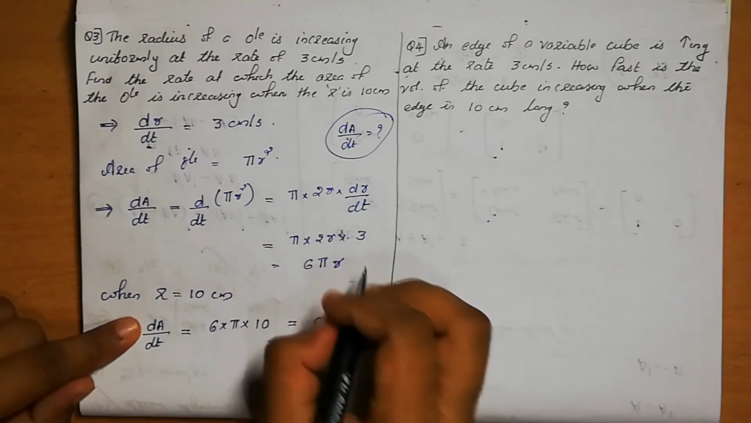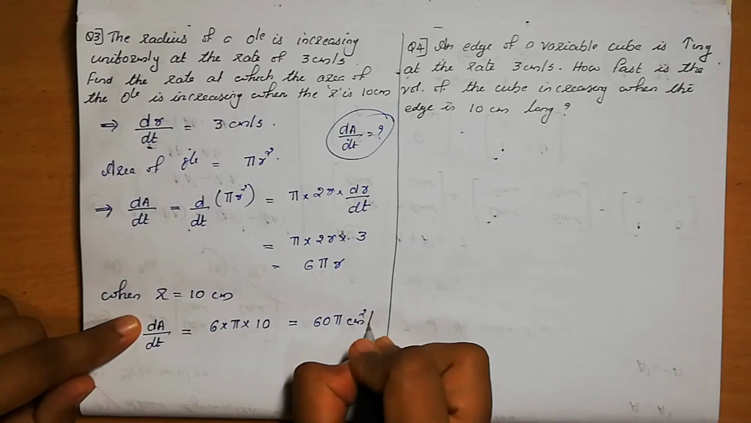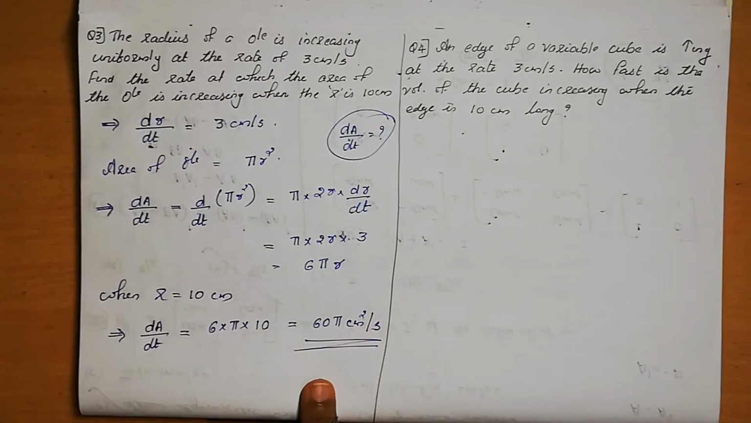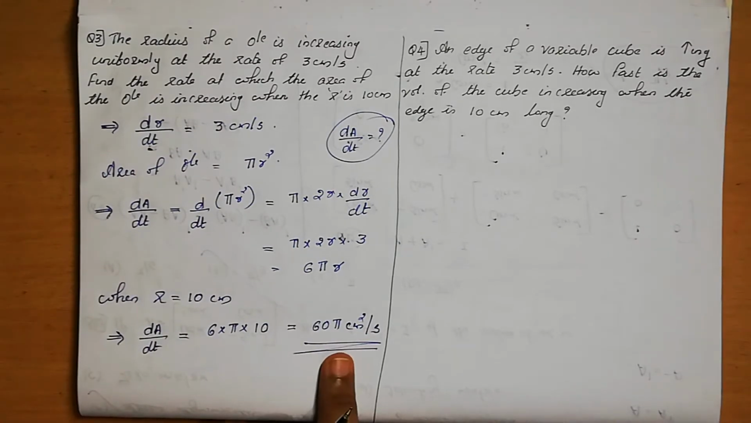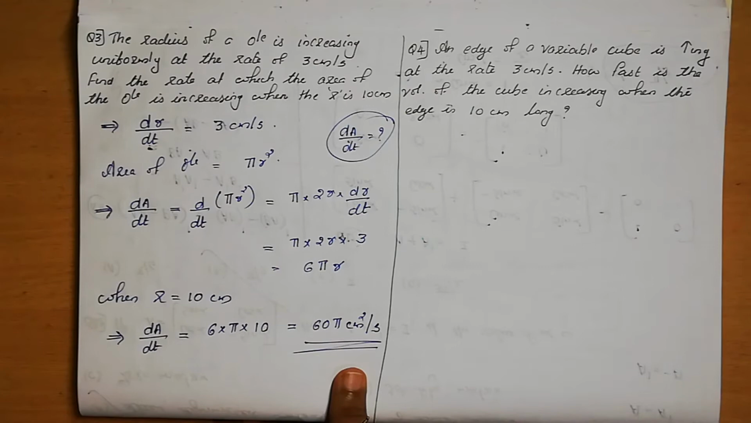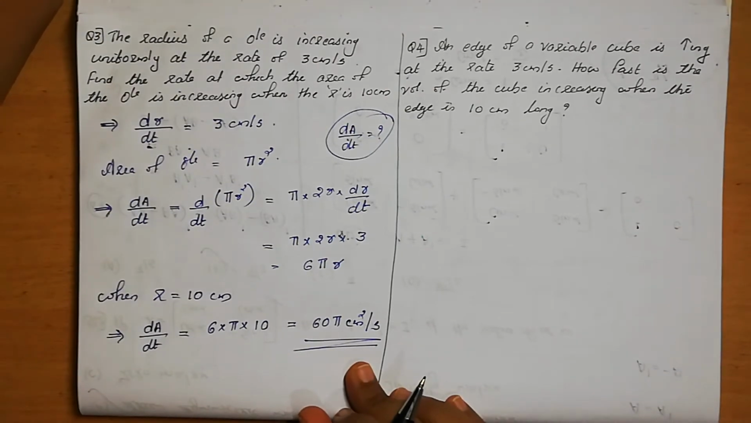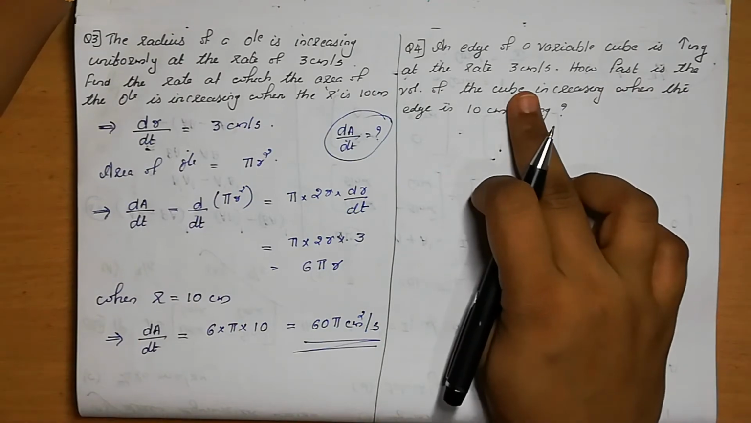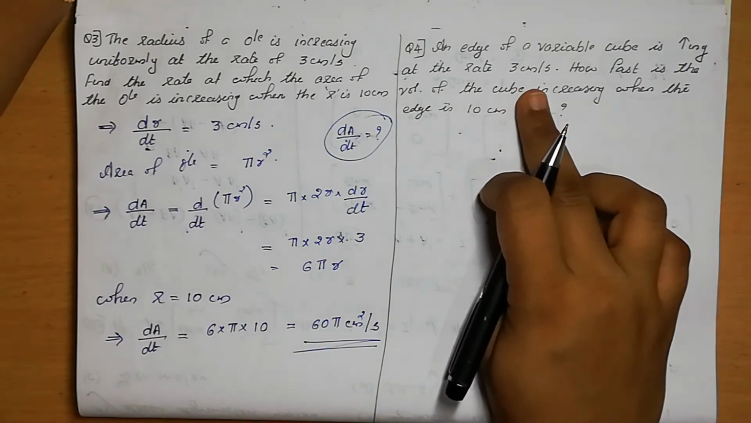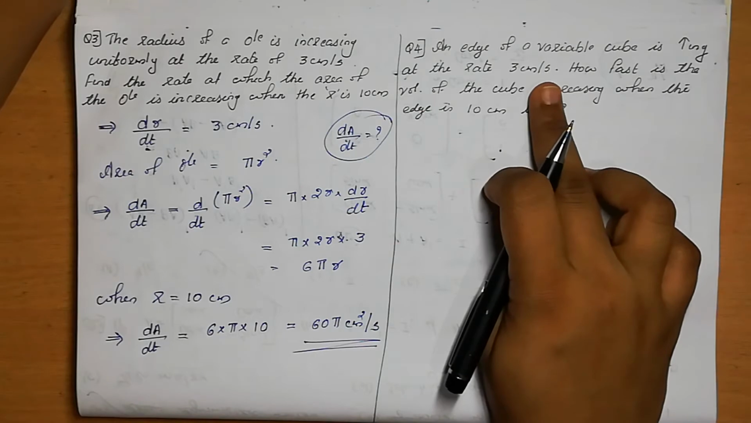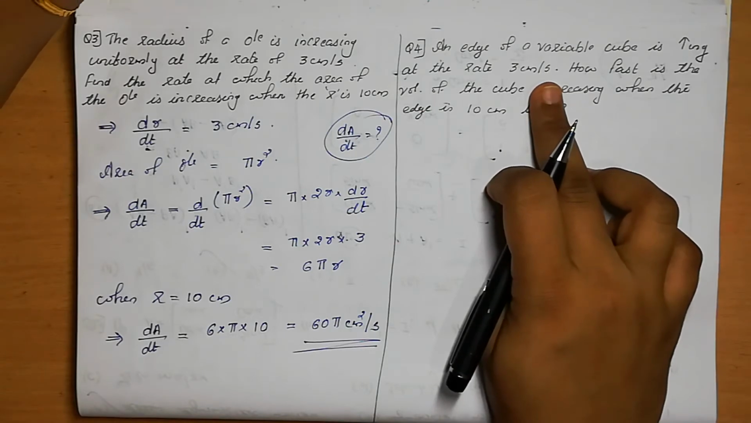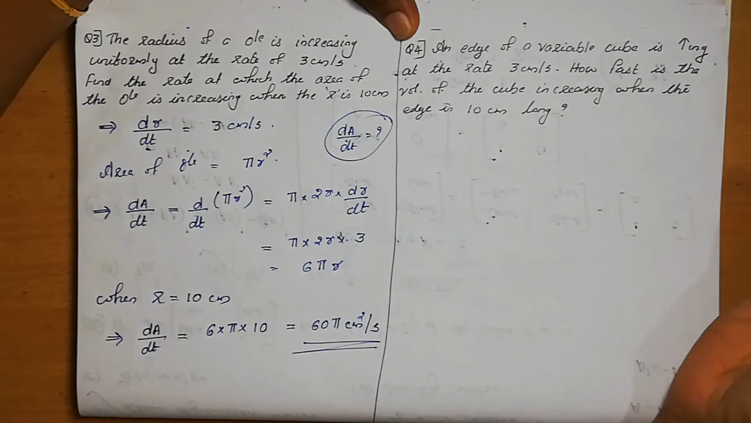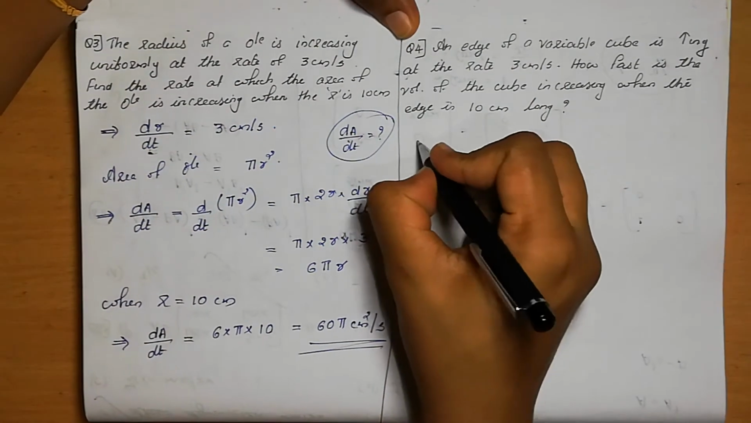Area unit is centimeter square per second. Answer: the area of the circle is increasing at the rate of 60 pi centimeter square per second. Question number 4. The edge of a variable cube is increasing at the rate of 3 centimeter per second. So edge of the cube is increasing means what can we substitute over here? We can take the edge of the cube as x centimeter. That means side of the cube we can take as x first.